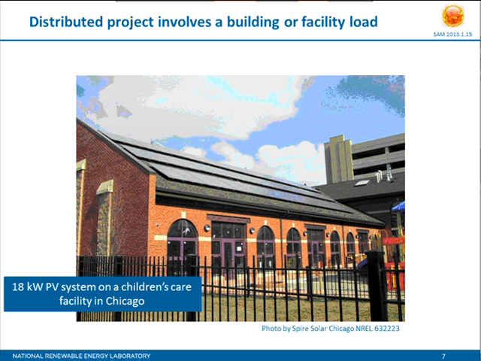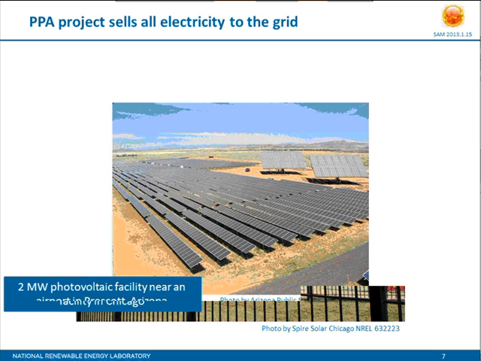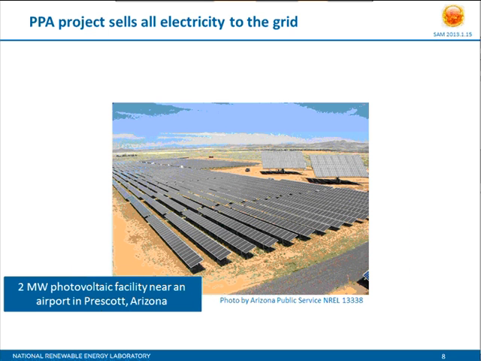A distributed project involves a building load, so you have to provide SAM with data about a load. We don't care about that for a PPA project because the PPA project sells all of the electricity it generates to an off-taker at the PPA price. This is a picture of a large-scale utility PV system that's ground-mounted, but you can model a roof-mounted system or one that involves any of the other technologies SAM can model, like parabolic troughs, power towers, wind, geothermal, or other.